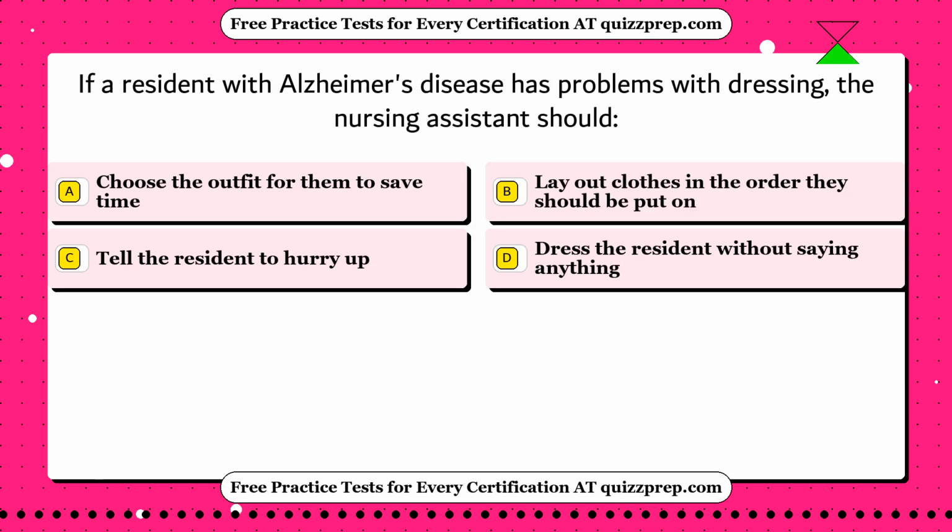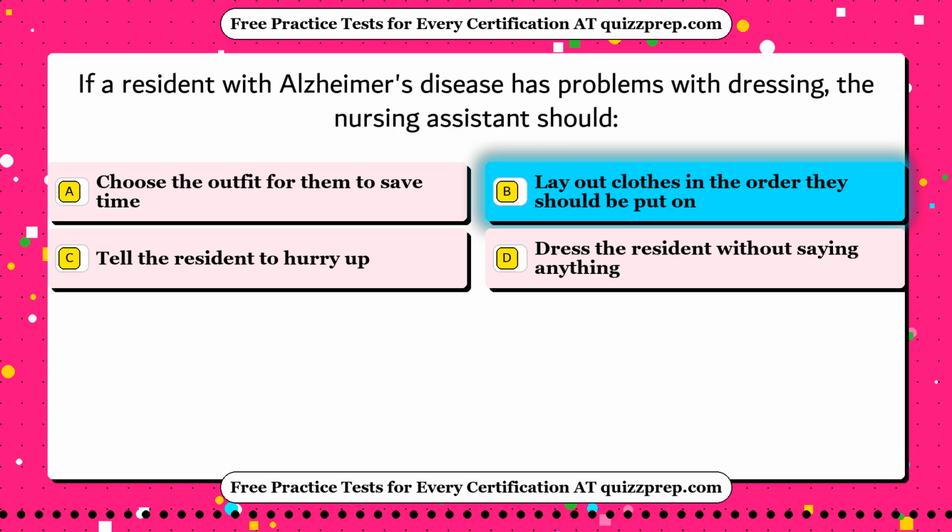Question 63. If a resident with Alzheimer's disease has problems with dressing, the nursing assistant should: Option A, choose the outfit for them to save time. Option B, lay out clothes in the order they should be put on. Option C, tell the resident to hurry up. Option D, dress the resident without saying anything.